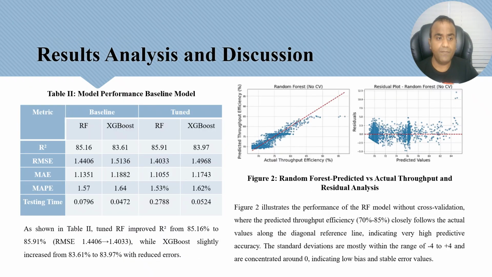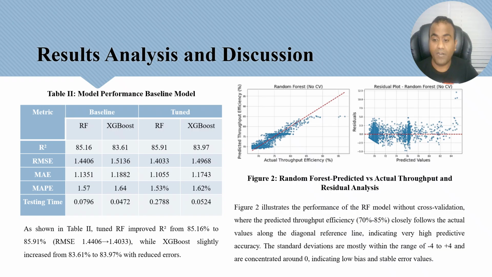Result analysis, if you see, it shows that random forest improved the R square from 85 to 86%, while XGBoost slightly increased from 83.61 to 83.97 with reduced errors. So Figure 2, if you see right here on my right-hand side, is the random forest predicted versus actual throughput and residual analysis, right?